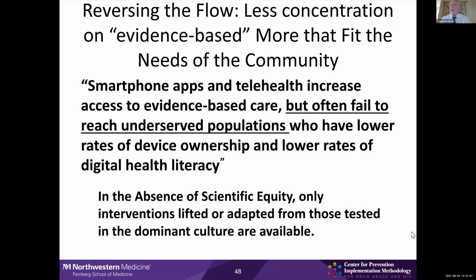And in the absence of scientific equity, the only interventions that we can get are lifted or adapted from those tested in the dominant culture. And we need more than that. And we are not producing enough to do that.